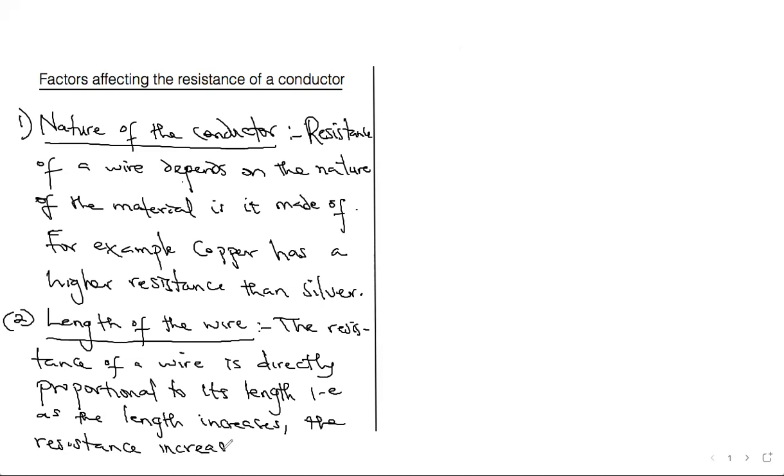So a wire of length 10 meters will have a higher resistance than a wire of length 5 meters, for example. If I write it mathematically, I can write that R is proportional to L.